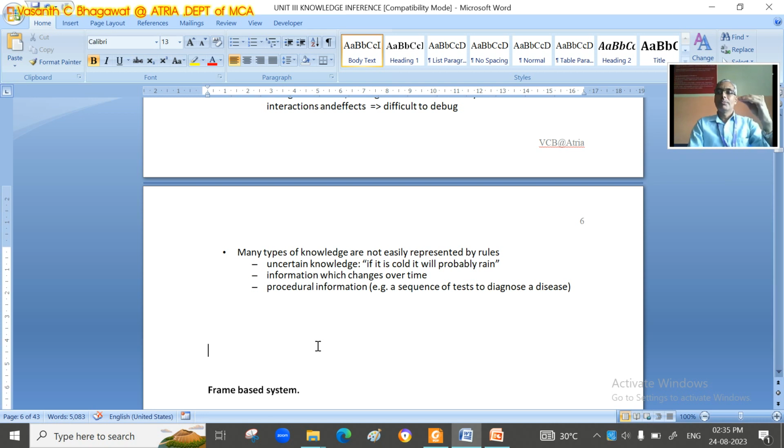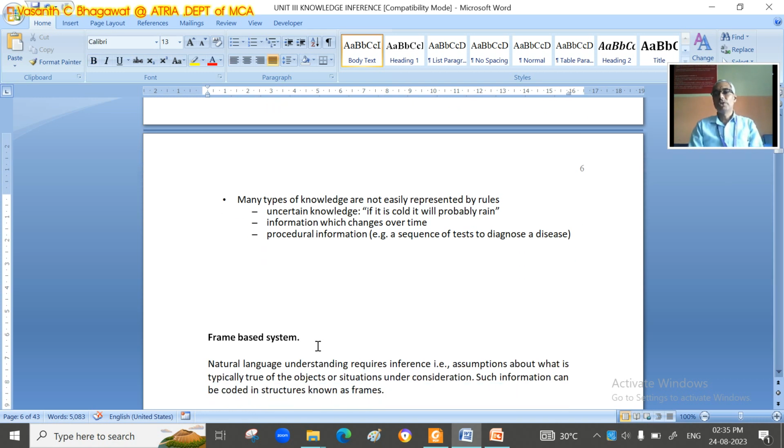Right? So till now we have seen one knowledge representation, which is called a rule based system. In our next topic we will look at another knowledge representation system, which is called a frame based system. A frame based system is also a very simple way in which we represent knowledge, for example in natural language processing. We will discuss these things in our next class.